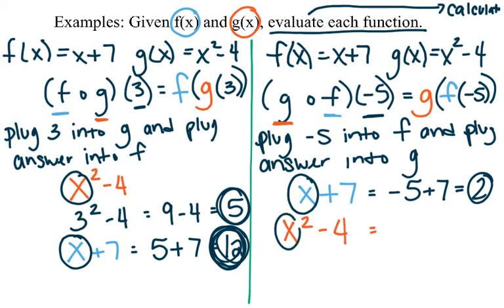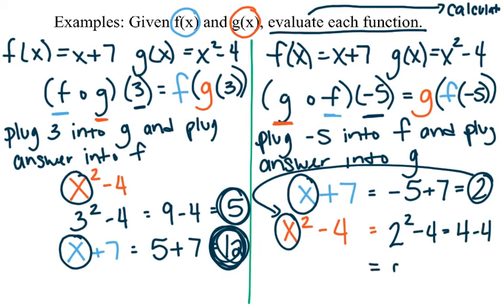G was X squared minus 4. So I'm replacing the X with the answer I just found, 2. So 2 squared minus 4. 2 squared is 4. 4 minus 4 is 0. My final answer is 0. So anytime these say evaluate, like they do at the beginning, that means to calculate, and that means that you should get just one number as your answer.